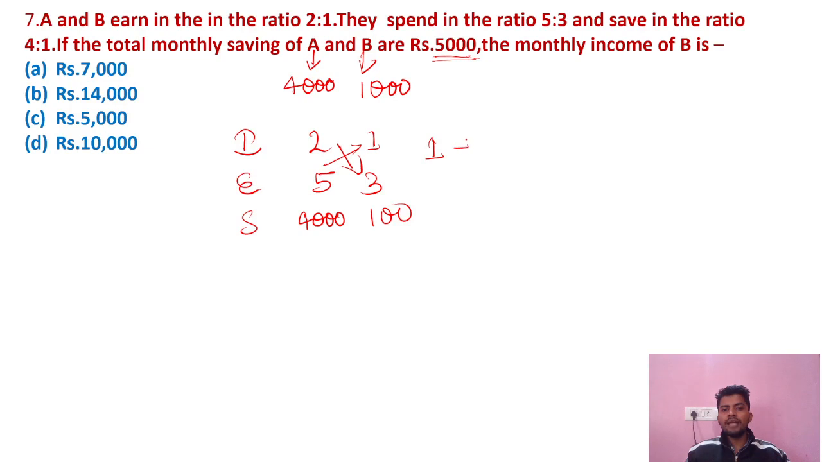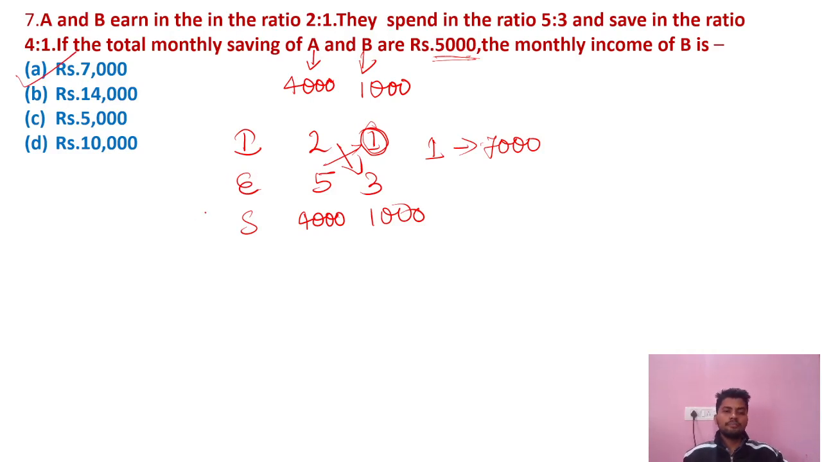So 1 unit value will be 12,000 minus 5,000, that leads to 7,000, because we have to take the difference. Okay, so 1 unit value is 7,000, and that is B's income. B's income is what is asked, so it is 7,000. This is by the cross multiplication method.